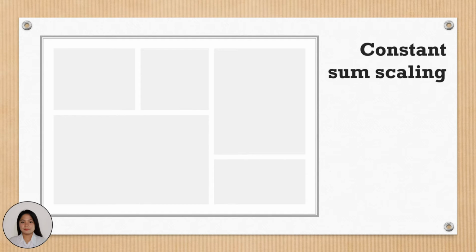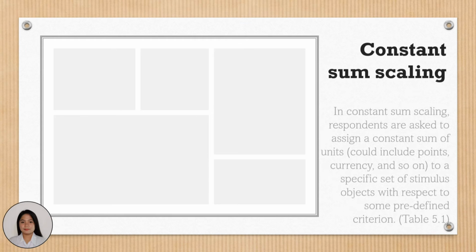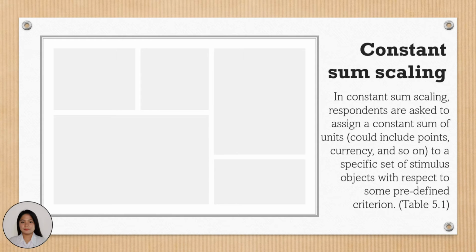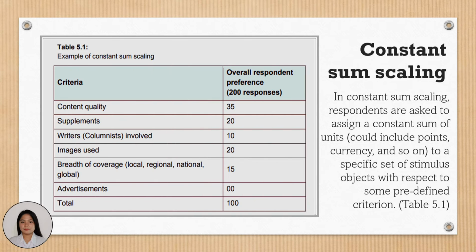5.6.3 Constant sum scaling. In constant sum scaling, respondents are asked to assign a constant sum of units, could include points, currency, and so on, to a specific set of stimulus object with respect to some predefined criterion. Para mas madaling maunawaan, tingnan natin yung table 5.1.